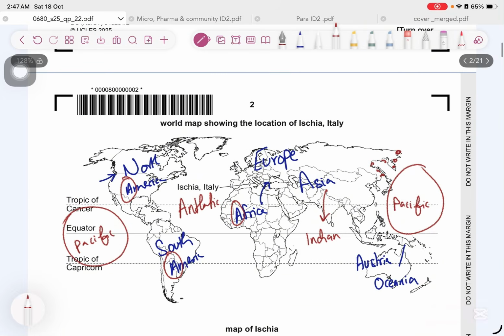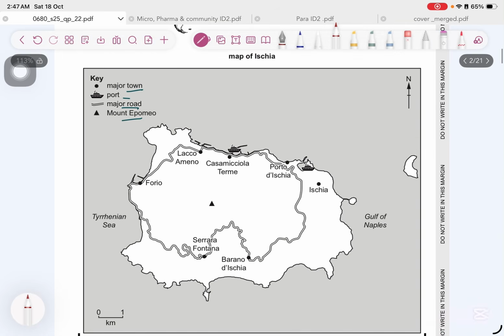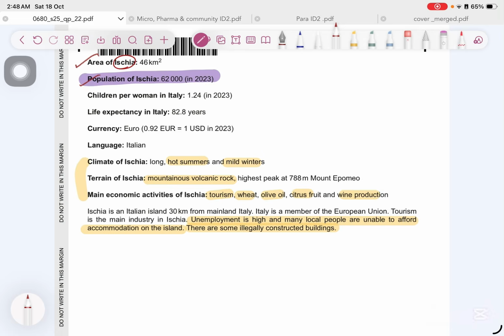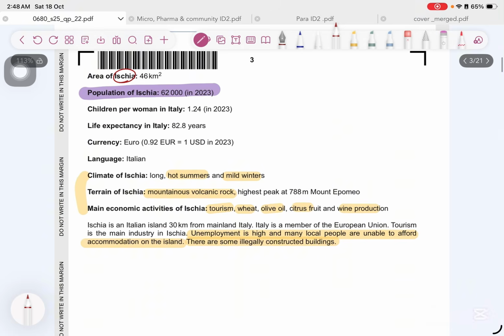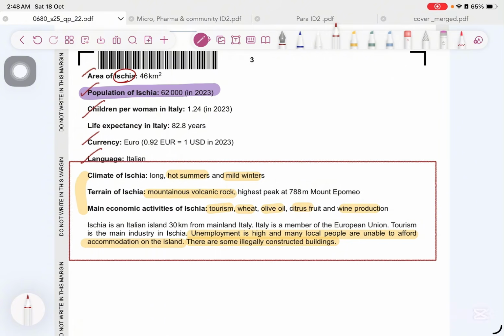So the map is talking about Italy, and they give us the map of Italy, showing us the major town, the port, the major road, and the mount, whatever. Okay? Don't forget to read this page. Sometimes they get some questions from them. We got an area, the population, the children per woman, life expectancy, the currency, the language. What do I need from this page? This part. I need you to know this part, okay?